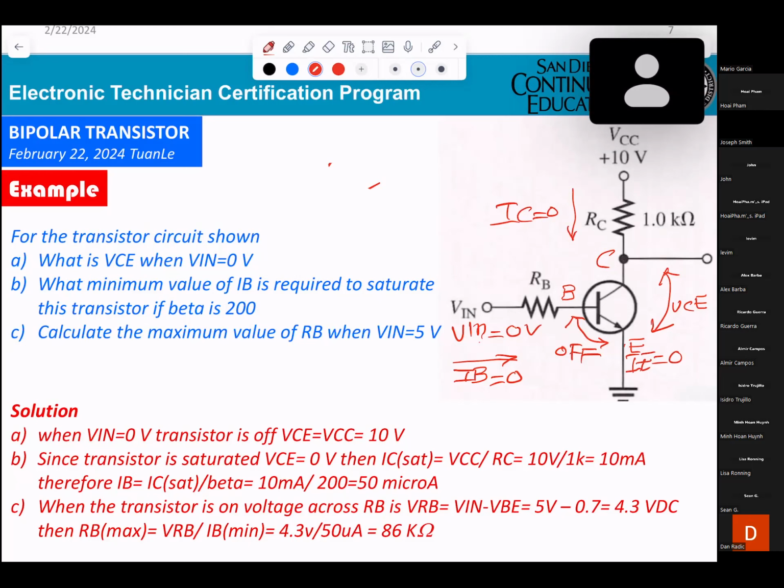The thing is, when they're off, they're open. Open here, open here. So the question is, what is the voltage from collector to emitter? There is none. If it's open, you ain't gonna have any. First, you tell me what VC equals.